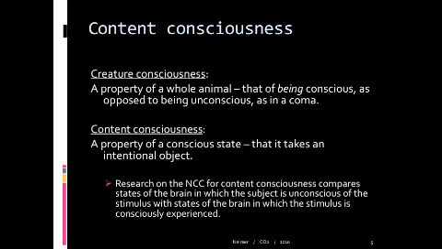So I'll focus on research aimed at a particular kind of consciousness, which Chalmers calls content consciousness. Content consciousness is primarily distinguished from creature consciousness, which is a property of a whole animal. Roughly, creature consciousness is the property of being conscious, as opposed to being unconscious, as in a coma. Content consciousness is a property of a conscious state, that it takes an intentional object. This research, then, compares states of the brain in which the subject is unconscious of the stimulus with states of the brain in which the stimulus is consciously experienced.